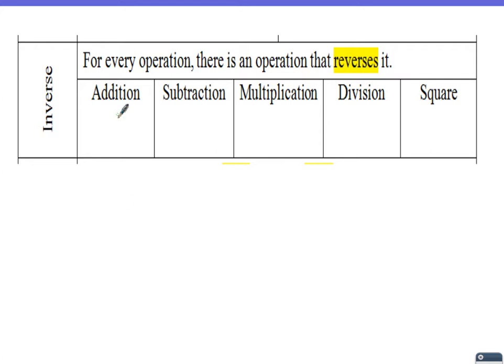So, addition, what's the opposite of adding? Subtracting. Or add the opposite. Okay, what's the opposite of subtracting? Adding. The opposite or inverse of multiplying is dividing. The inverse of dividing is multiplying.